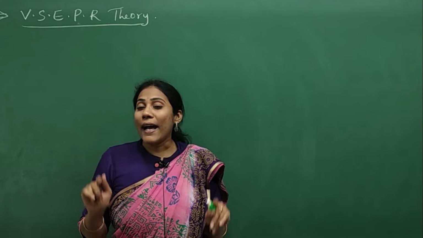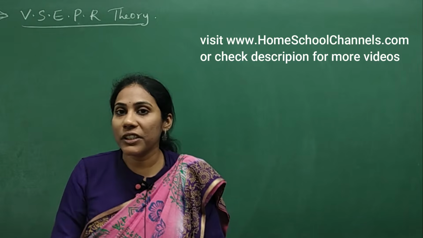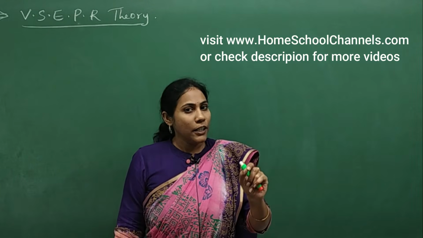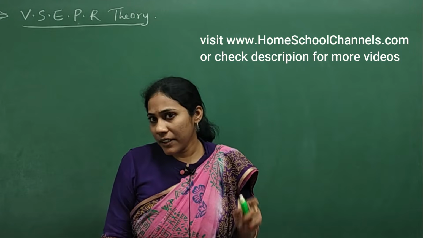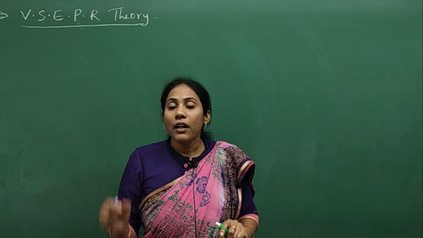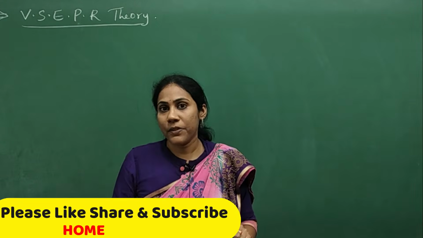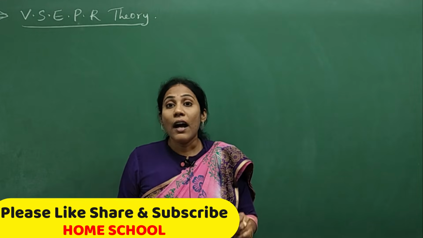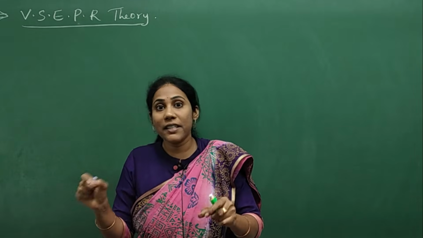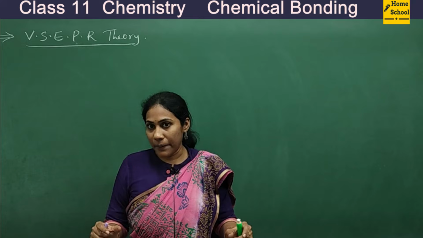And today I am with one of the most interesting and important topics of this chapter, that is VSEPR theory. Okay. So the main purpose of VSEPR theory is to predict the shapes of molecules. Especially the covalent molecules do have some shapes. So why do they have shapes? How do they get shapes? How to predict what shape is shown by what compound? All that we will discuss today.